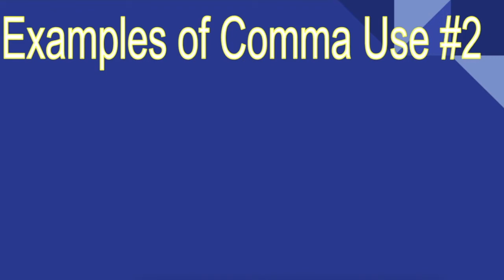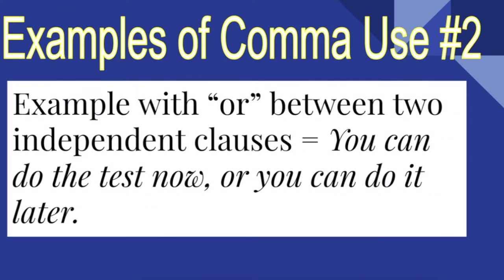Examples of comma use number 2. Example with or between 2 independent clauses. Here's a sentence. You can do the test now, or you can do it later. So you see how there are 2 independent clauses that are separated with the comma and or. This is a good way to use a comma.